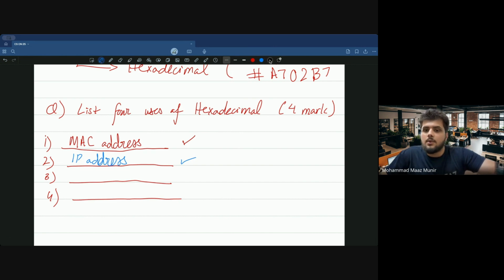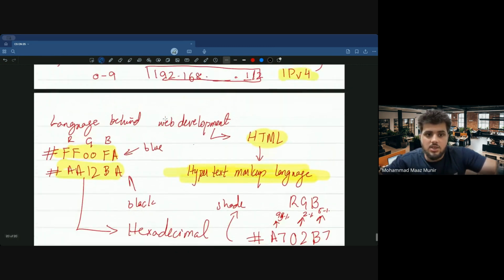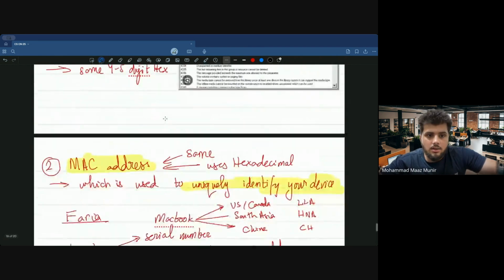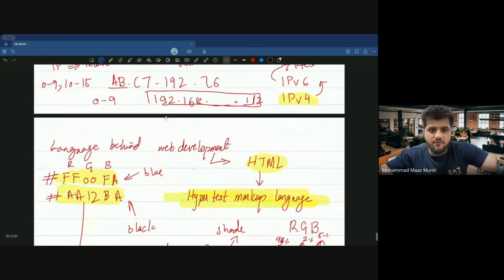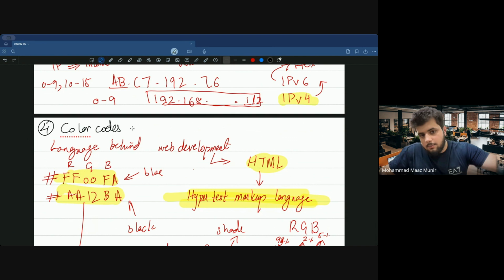Then for the third one, I could write color codes. Now the color codes is the HTML one which we discussed earlier on. I would suggest write color codes. The color code should be the exact keyword. Let me change it up here. 3, and this is 4. For number 4, this is color codes, and then in brackets, related to HTML.